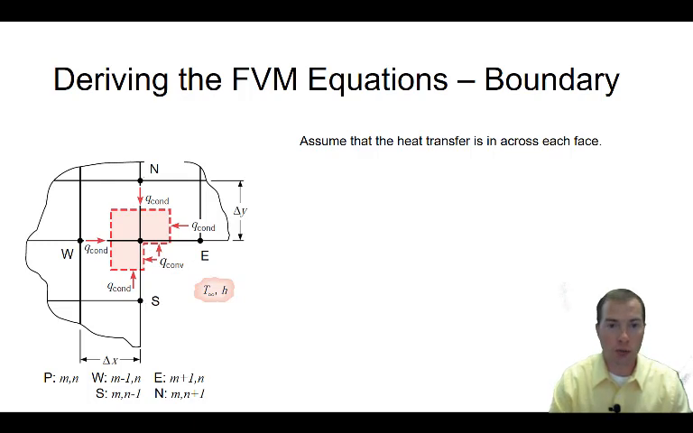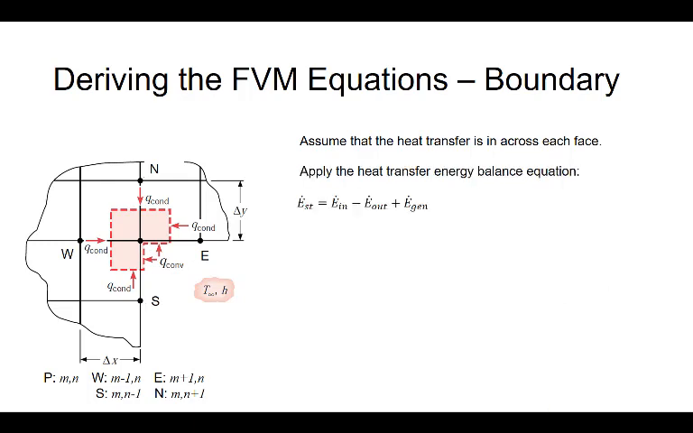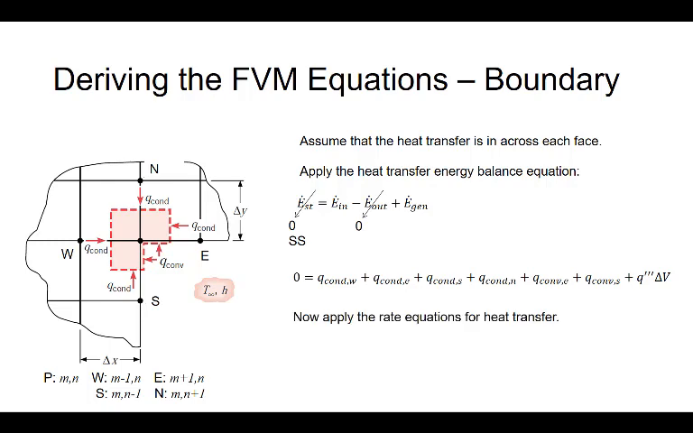Across each face, we assume that the heat transfer is in. We apply the heat transfer energy balance equation. We have a steady state heat transfer, and all of the heat transfer is in. Here I have denoted each of the four conduction heat transfers across the west, east, south, and north faces. And we have the convection heat transfers across the east and south faces on the corner. Finally, if there is thermal energy generation, it is included here, assuming that the thermal energy generation is a constant in the volume.